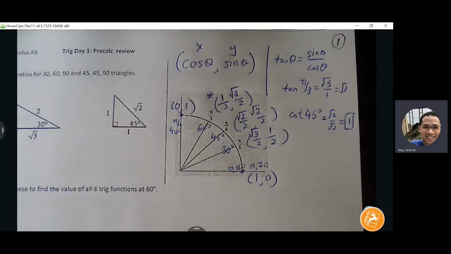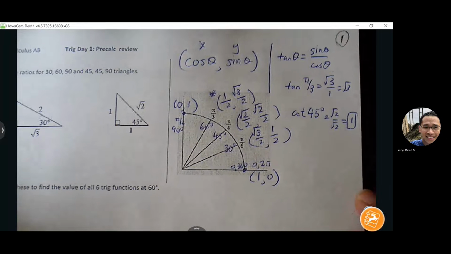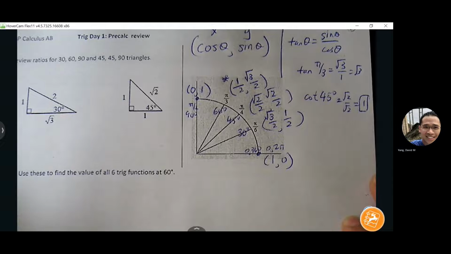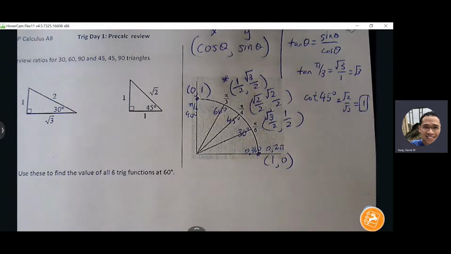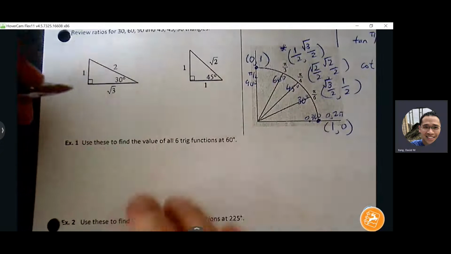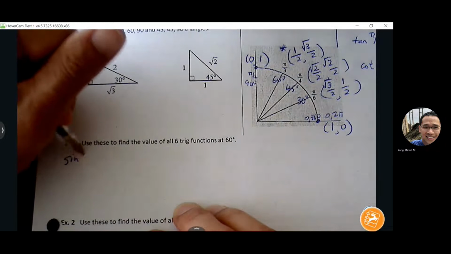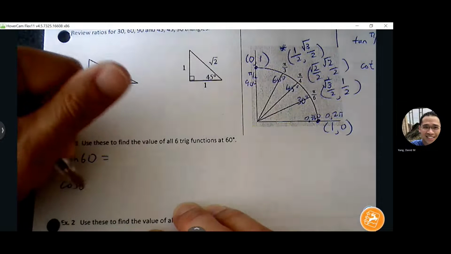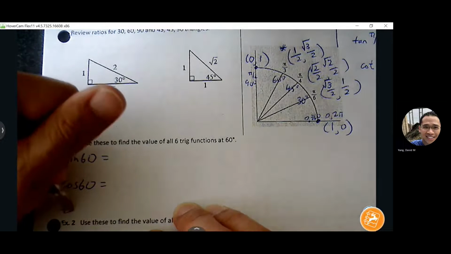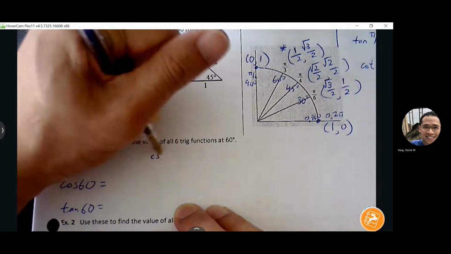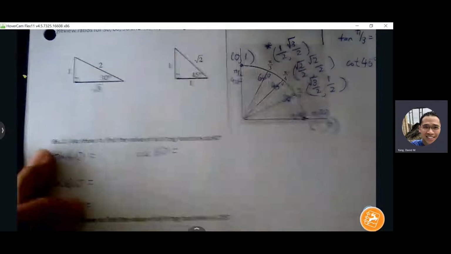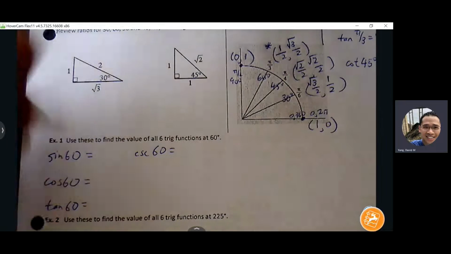We're just doing review today. All right, so see if you can try number 1. Find all 6 trig functions, or find all the ratios of trig functions, at 60 degrees. So use this partial unit circle to help you find everything that you need. You don't have to rationalize the denominator, but you can if you want.